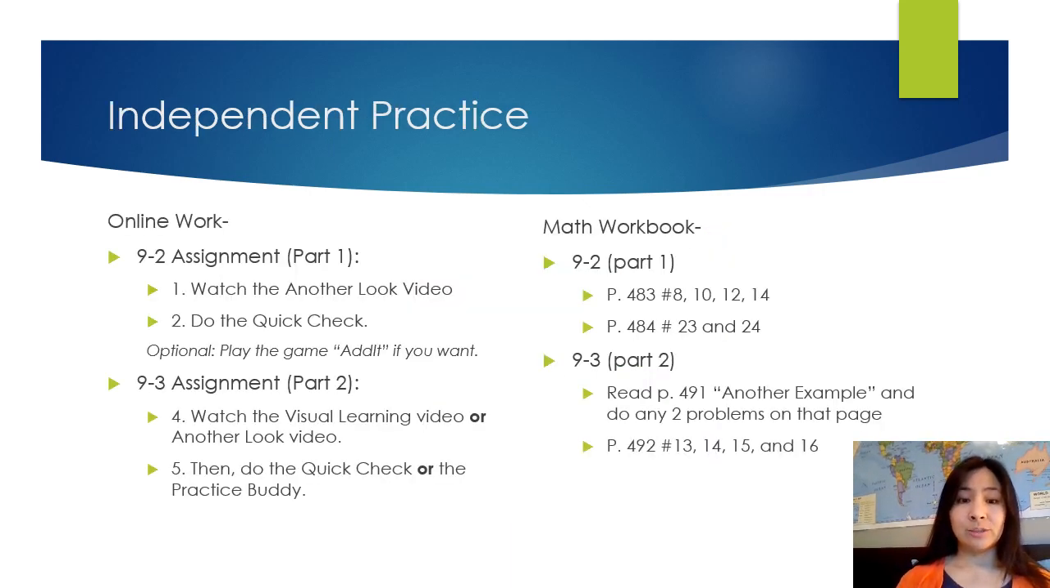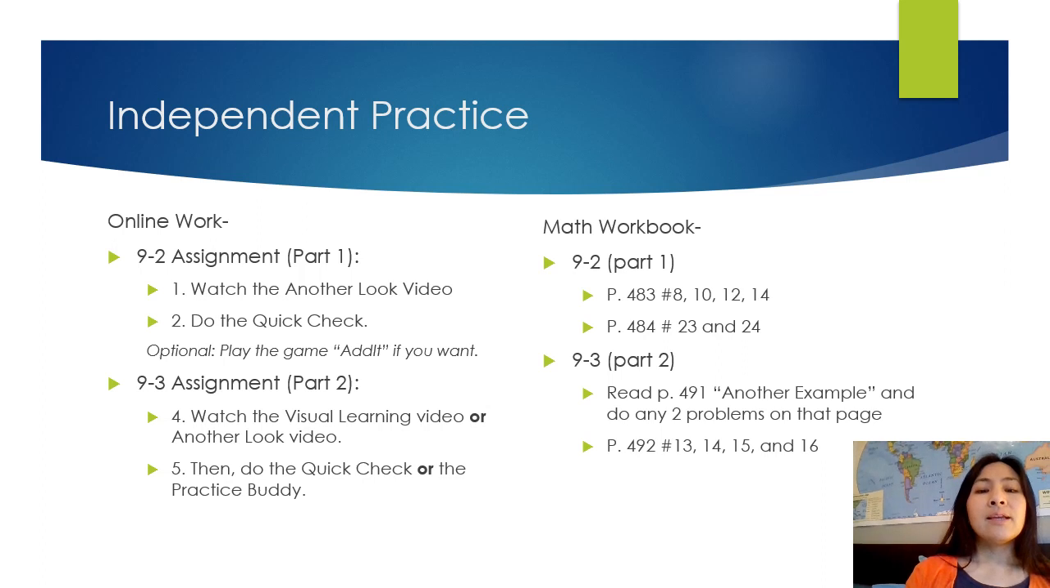If you're doing online work, there's all this stuff listed over here. You're going to find that you need to click into 2 different assignments. First, find the one for 9-2. That's basically part 1 of today's work. You're going to watch the Another Look video. You'll see that there's a game there, but don't play it yet. Do the quick check first. As always, there's only 5 problems. Solve the problems on a separate piece of paper or whiteboard, and then enter in your answer on your keyboard. Don't forget to click Submit My Test. Then after you finish those 2 steps, you can play the game if you want.